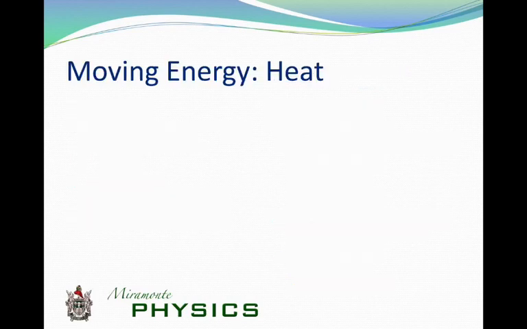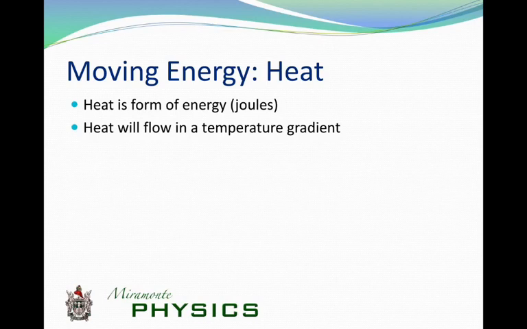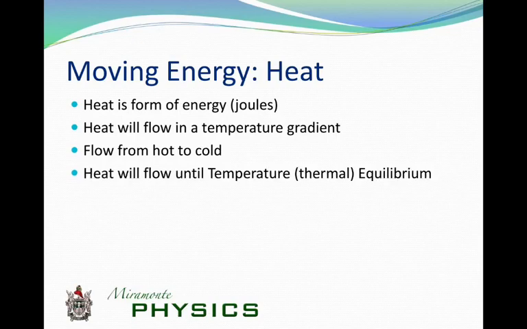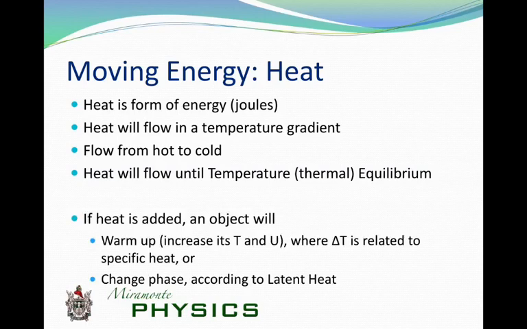Okay, so we talked about moving energy around. The method we do that is using heat. Heat is a form of energy in joules. It will flow if you have a difference in temperature, so a temperature gradient. It will go from hot to cold. And it's going to keep flowing until you reach some sort of equilibrium.